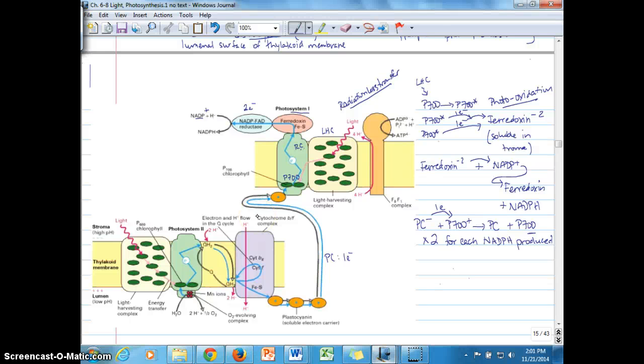So in our last video recording, we followed electrons from plastoquinone. As it becomes plastoquinol, it picks up two hydrogen ions, moves through the thylakoid membrane to the luminal side, where it becomes oxidized as it reduces iron-sulfur complex. As it becomes oxidized, it releases those two hydrogen ions into the lumen of the thylakoid.